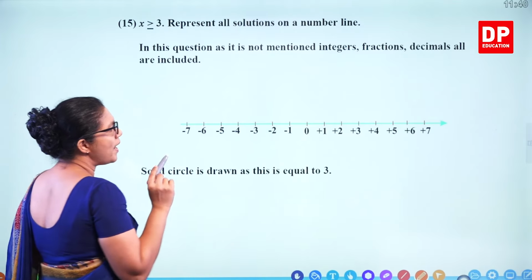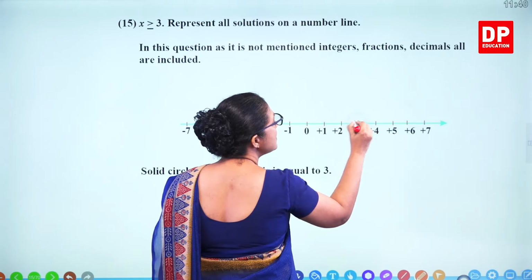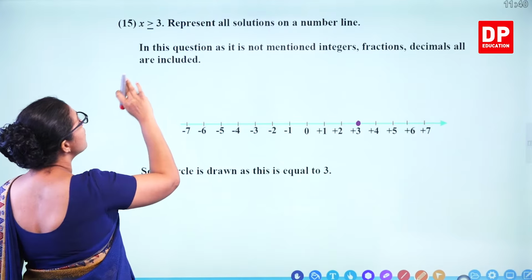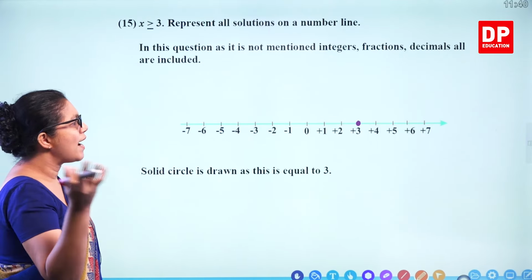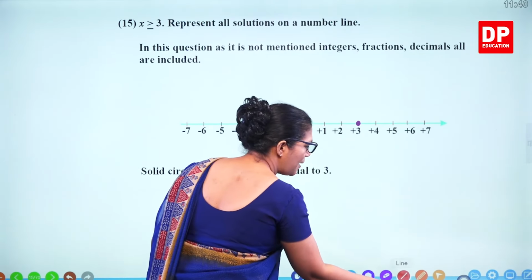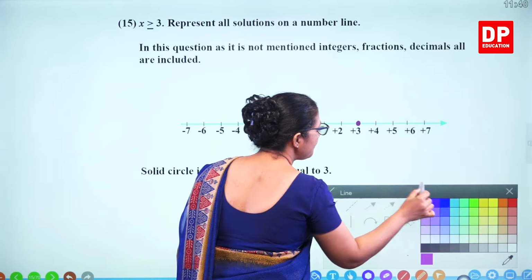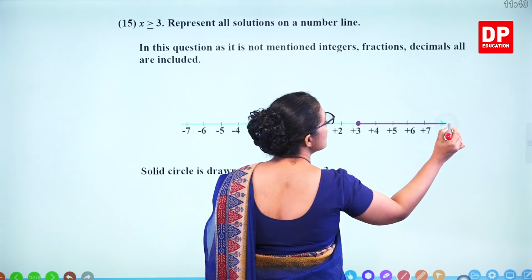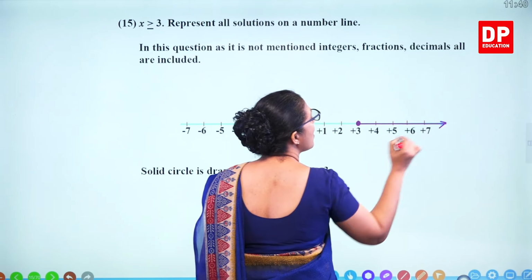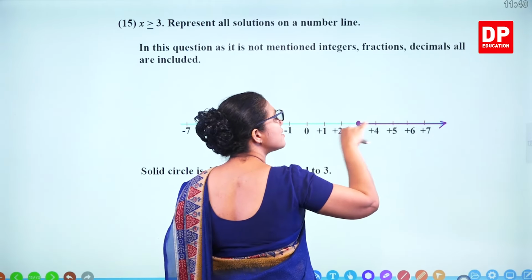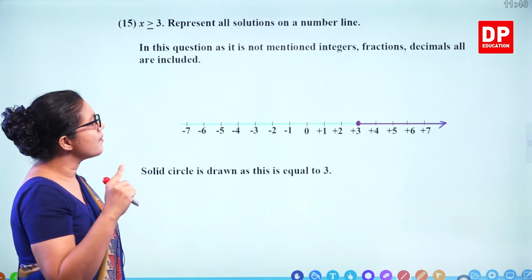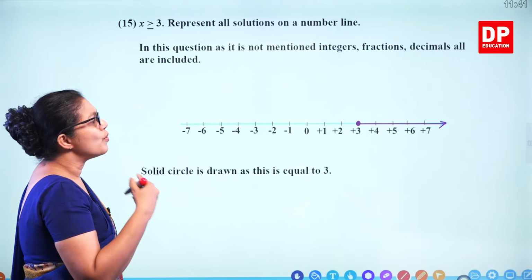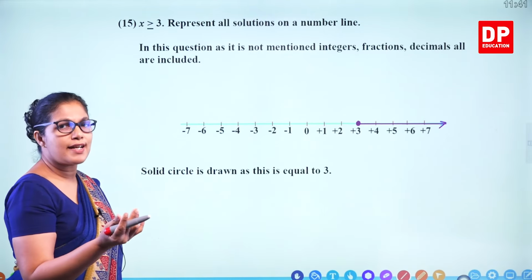So 3 is included. So when 3 is included, we draw a solid circle. So solid circle when x equals 3 and greater. Greater means more than that, 4, 5 towards the right hand side. So what we do here, as these are not just integers, we can draw a line. So we draw a line and put the arrow mark, showing that all solutions towards this side satisfy this inequality. x greater than or equal to 3. 3 is also included. 3.5, 5.2, any decimal, any fraction, any integer satisfying this inequality.